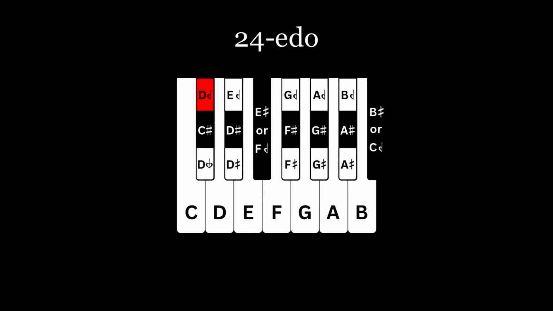And similarly, D half flat is enharmonically equivalent to C sharp and a half. Take a moment to visualize this in your head. Now let's increase the number of notes to 31.